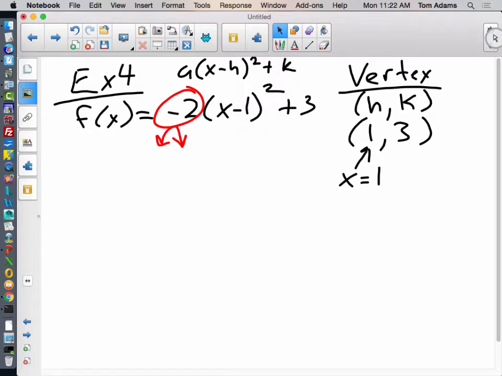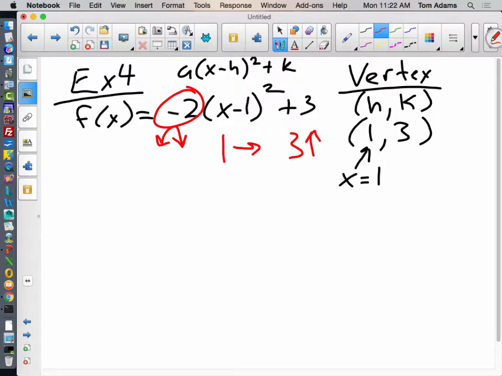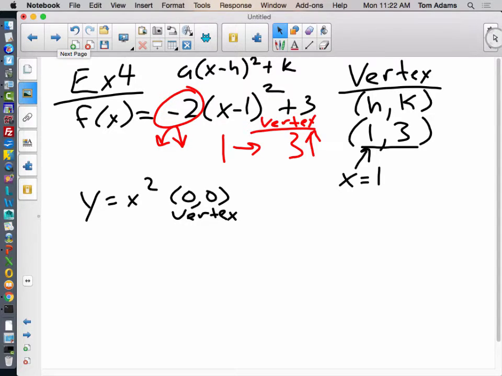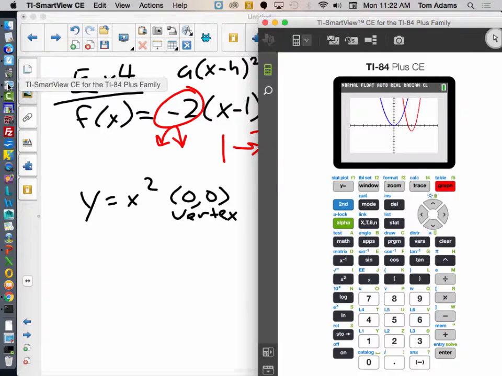All right. So I'm going to shift. In this case, I have a horizontal shift of 1 unit to the right and a vertical shift of 3 units up with regards to the vertex. Where is the vertex originally? (0, 0). So my parent function, y equals x squared, the vertex is (0, 0). And then this vertex, we're going to go 1 unit to the right and 3 units up. So let's graph it and see if we're correct.